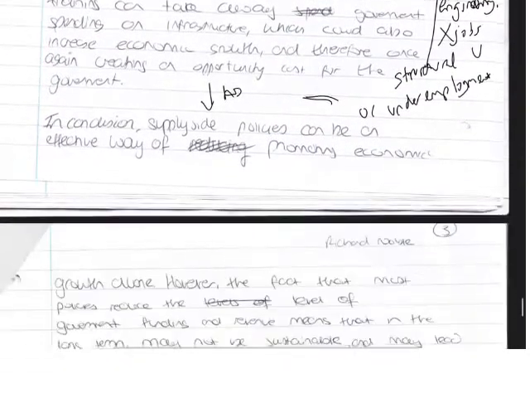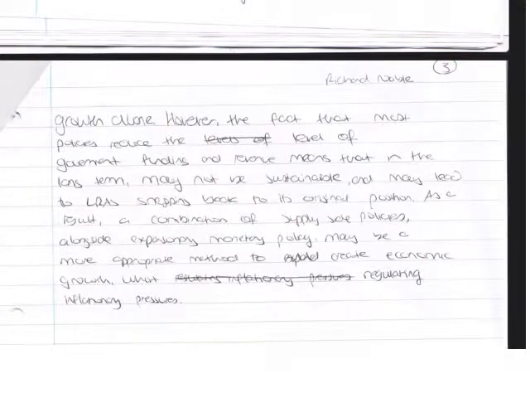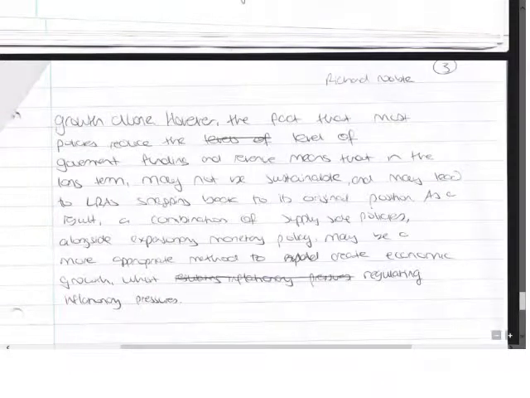In conclusion, supply side policies can be an effective way of promoting economic growth alone. However, the fact that most policies reduce the level of government funding and revenue means that in the long term it may not be sustainable and may lead to long-run aggregate supply snapping back to its original position. As a result, the combination of supply-side policy and expansionary monetary policy may be a more appropriate method.